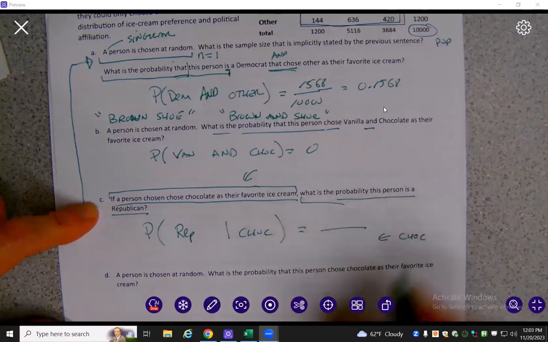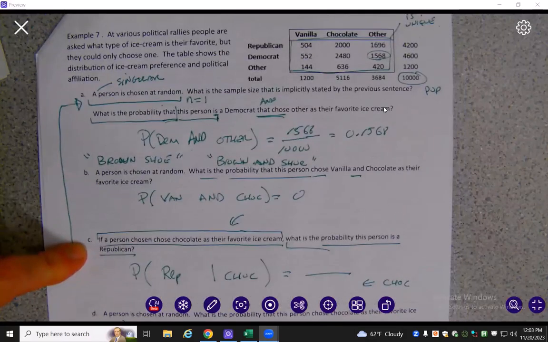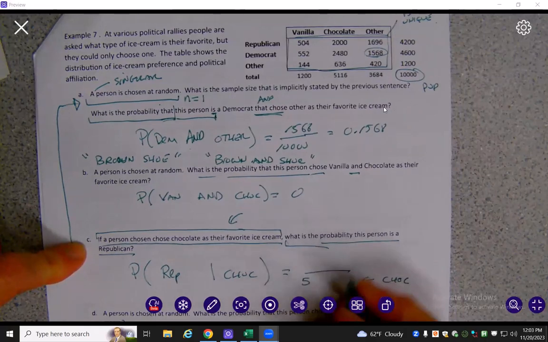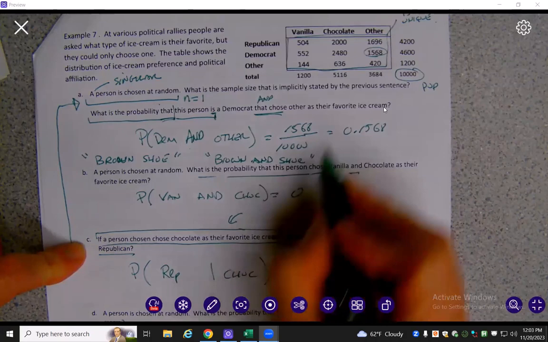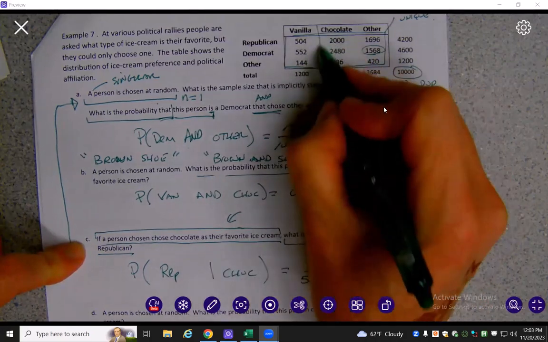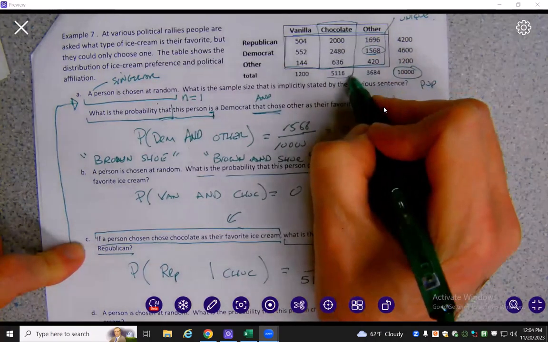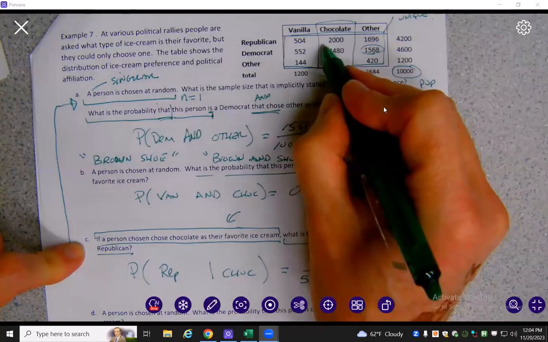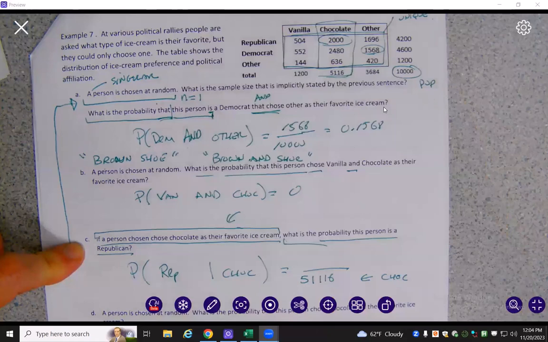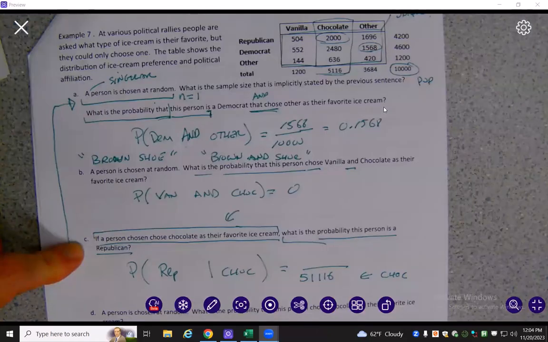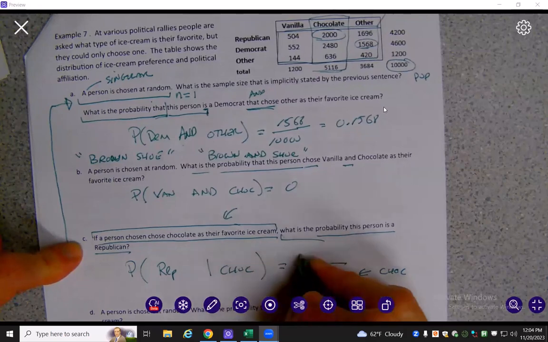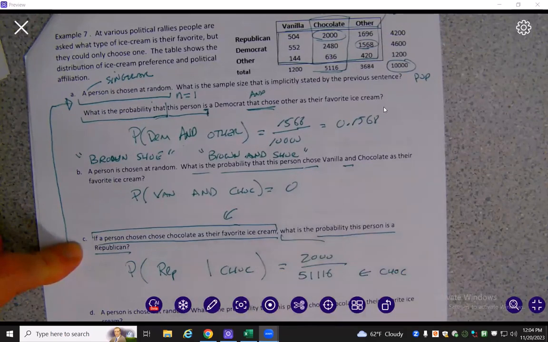And how many people are chocolate lovers in this group? I didn't hear you, but I'm going to assume you got it right. So it's 5,116. Everybody here is just a chocolate lover, and that's all we're talking about now. Now that the Republican means that we're only considering these 2,000 people. The only way that you can now have a Republican is if they're a chocolate lover and Republican. So that gives you the 2,000 people.